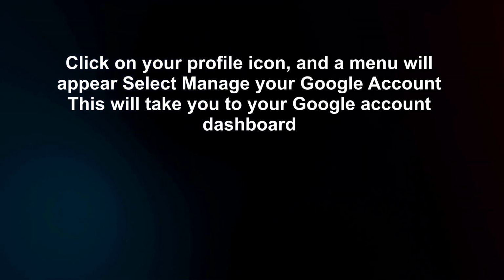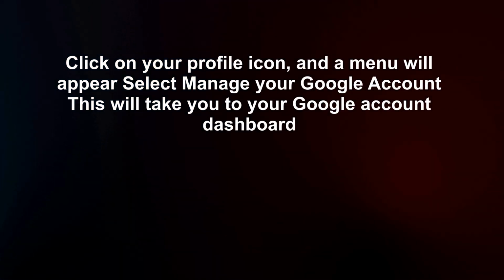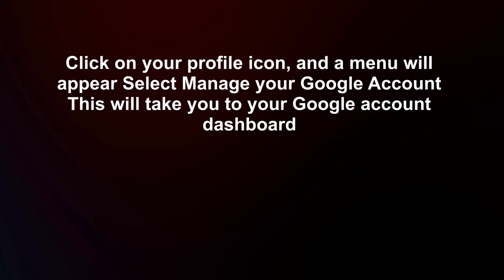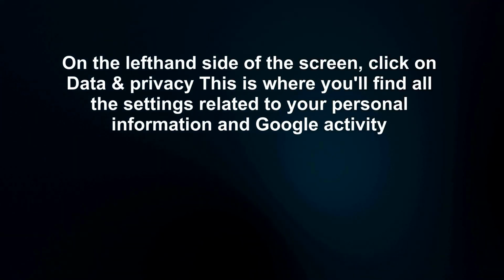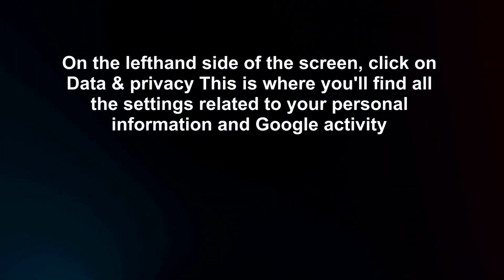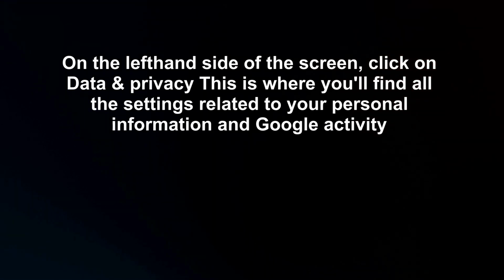Click on your profile icon, and a menu will appear. Select Manage your Google account. This will take you to your Google account dashboard. On the left-hand side of the screen, click on Data and Privacy. This is where you'll find all the settings related to your personal information and Google activity.